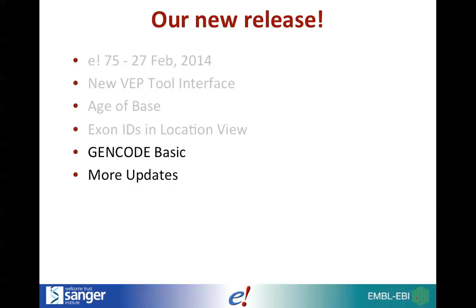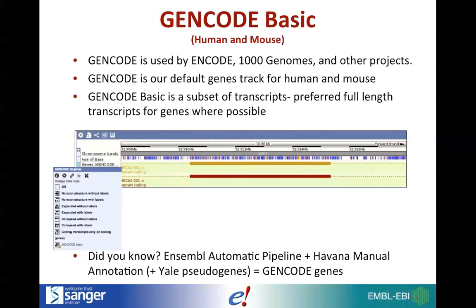The last thing I wanted to highlight is the GENCODE Basic set. Many of you will know what GENCODE is. Some of you won't, so that's fine. Basically, GENCODE is for human and mouse, and it's a gene set used by lots of bioinformatic projects like ENCODE and 1000 Genomes. Ensembl is using it. Also, UCSC allows you to turn on the GENCODE set. It's the Ensembl default track for genes for human and mouse.